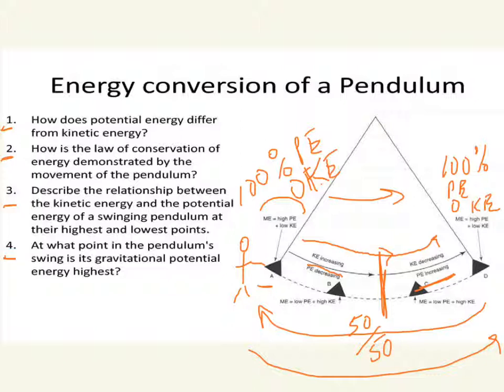And question number 4, at what point in the pendulum swing is its gravitational potential energy the highest? So this pendulum is being created to swing back and forth because gravity is pulling it back and forth. So what point is the gravitational potential energy going to be the highest? Well, wherever it's 100%. So right here at point A and right here at point D.